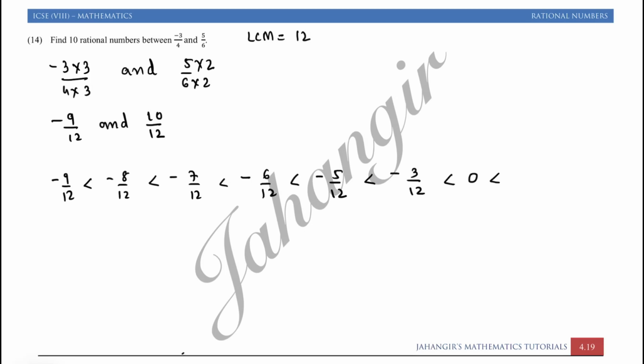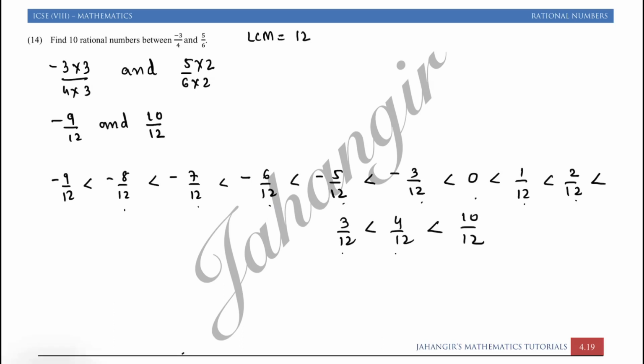So I can write 0, and after 0, 1/12, 2/12, 3/12. I want 4/12. I want 10 rational numbers now. 1 2 3 4 5 6 7 8 9 10, I got, and then 10/12.